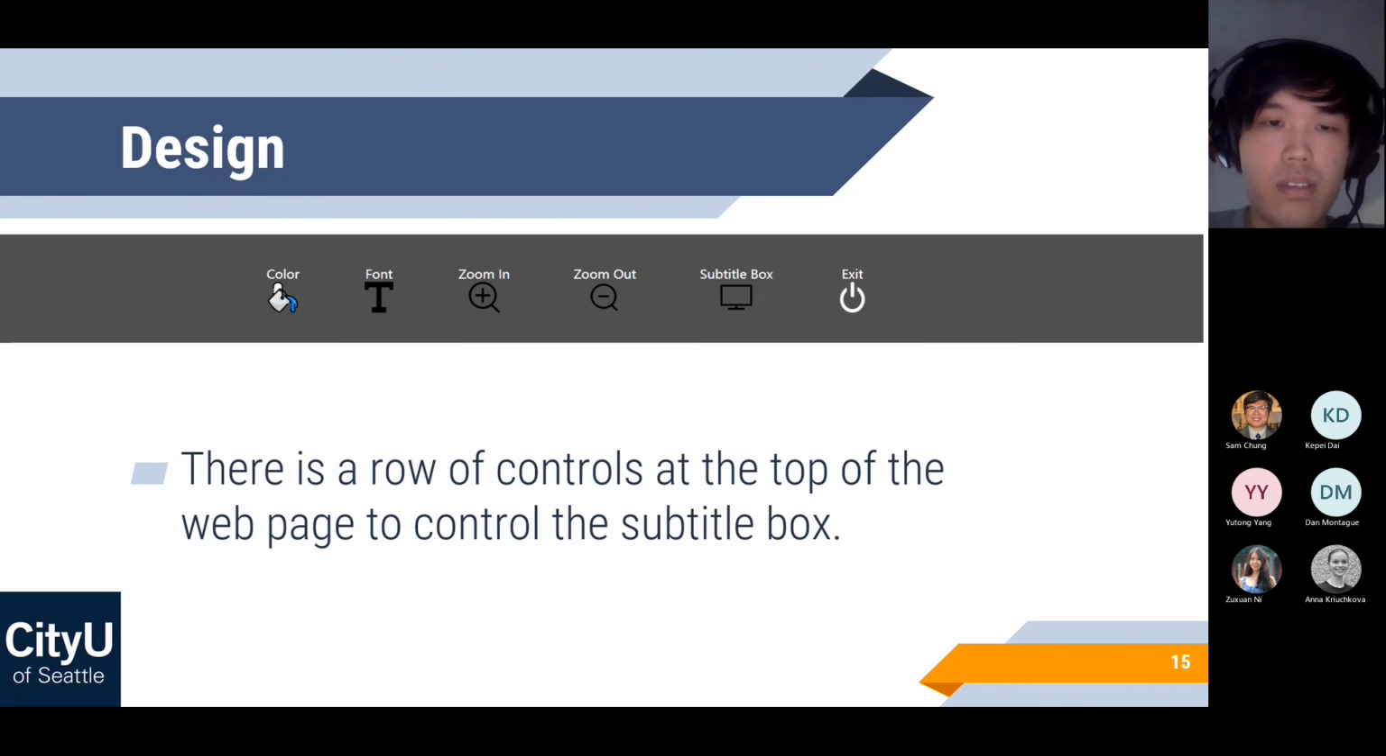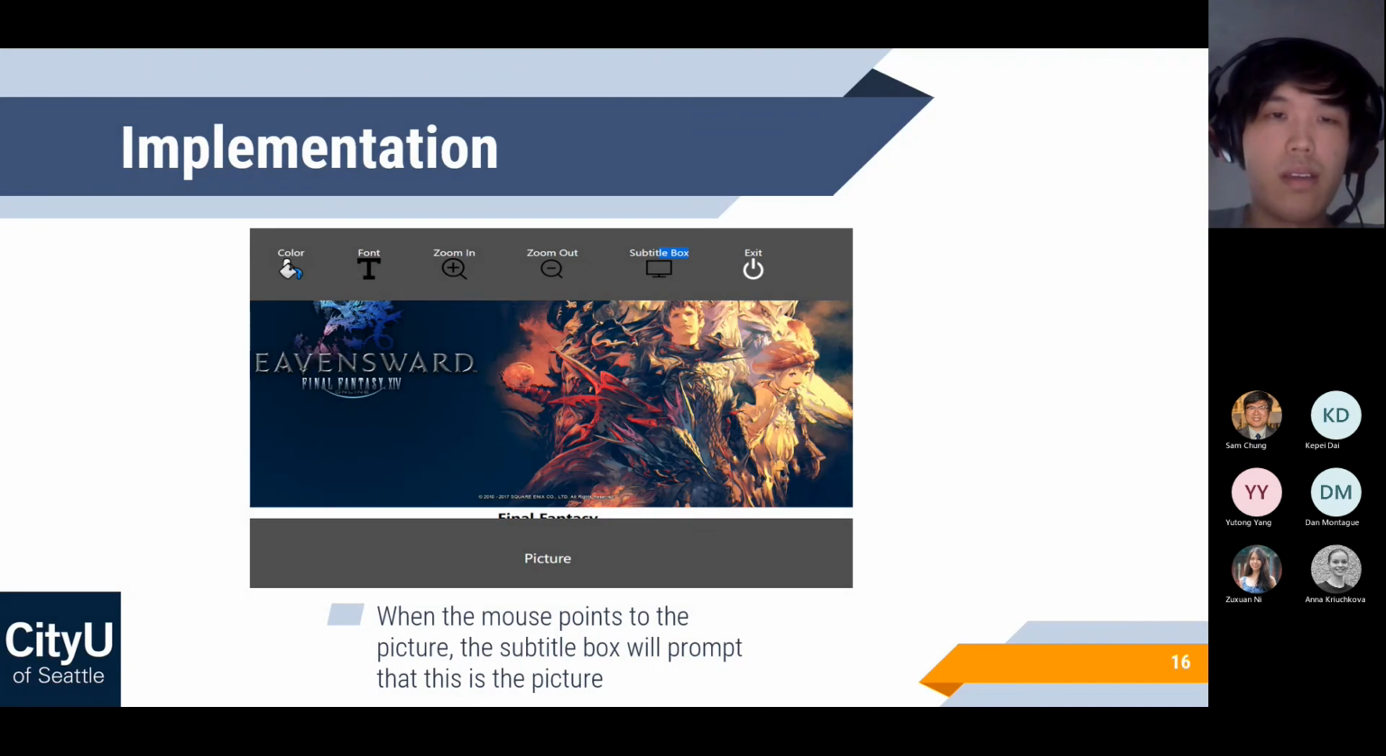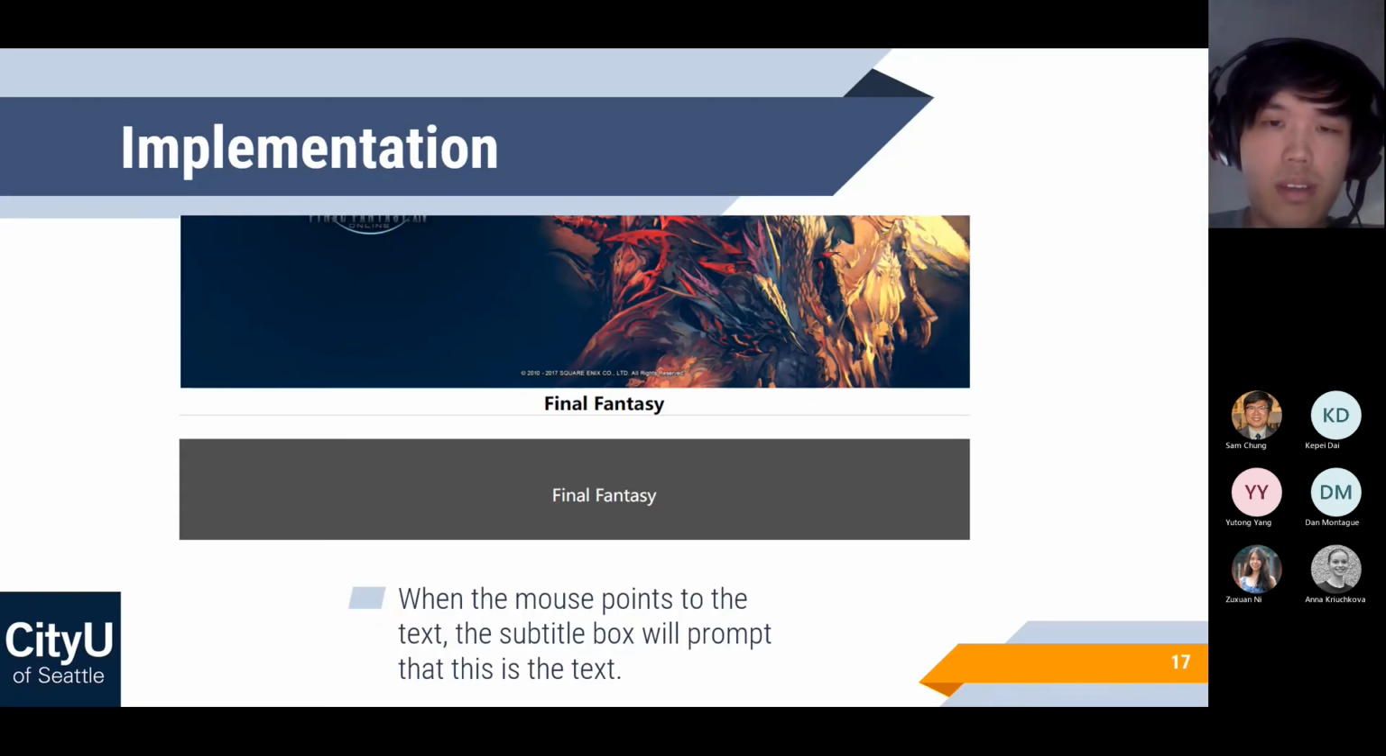There is a row of controls at the top of the web page to control the subtitle box. When the mouse points at the pictures, the subtitle will show that this is a picture. When the mouse points to the text, the box shows the text.